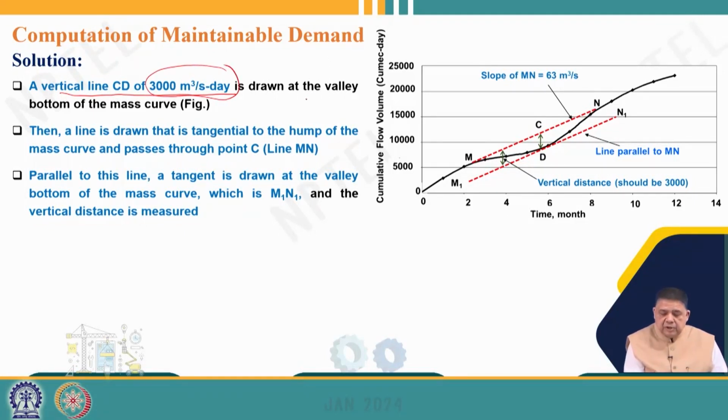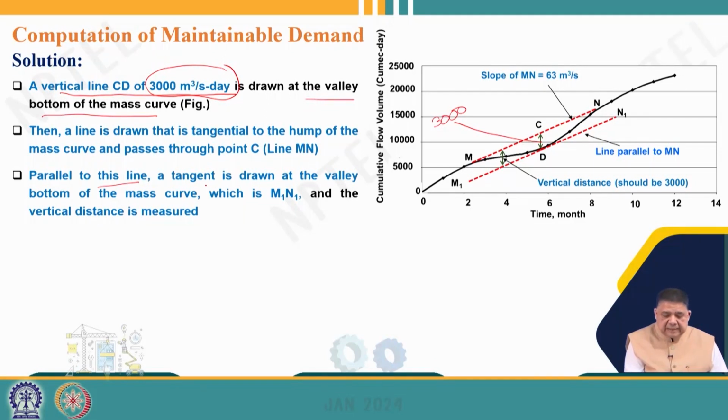And as we said earlier, a vertical line of 3000 cubic meter per day, which is the storage available, is drawn at the valley bottom of the mass curve. In this case also we have only a single valley. So, we will find the valley bottom and draw a vertical line representing the 3000 cubic meter day storage available.